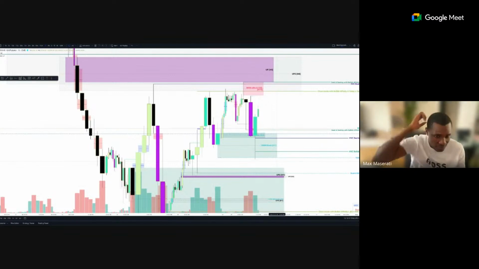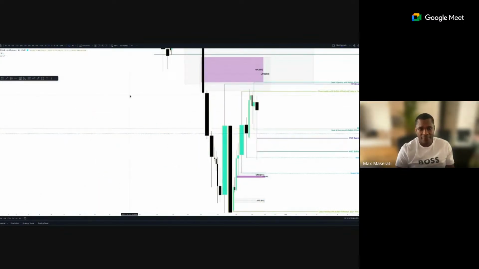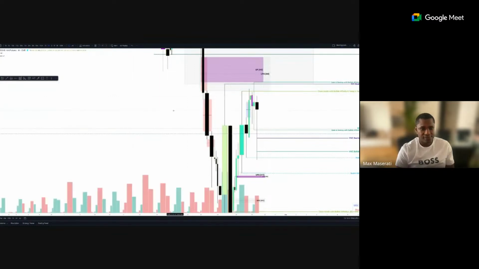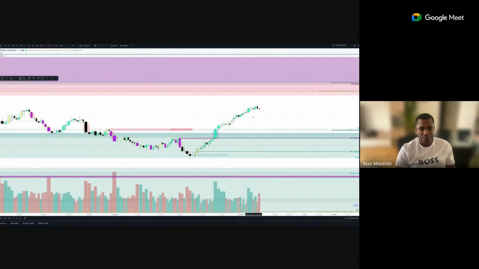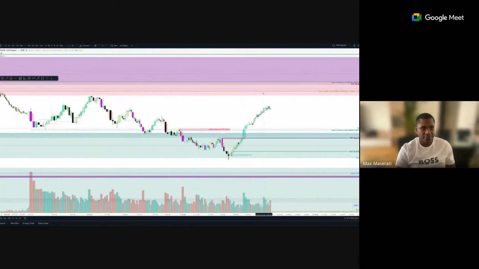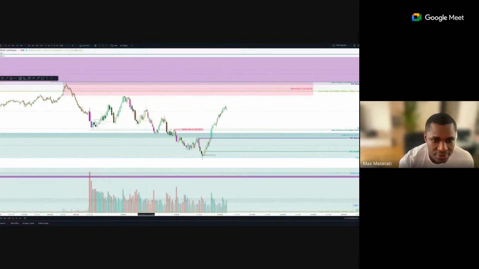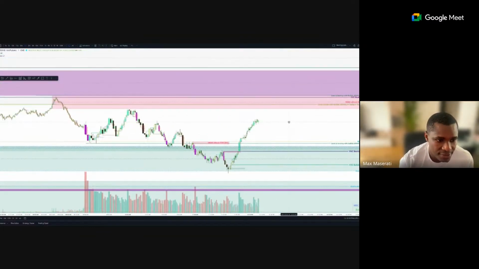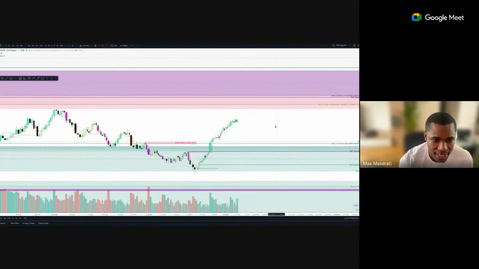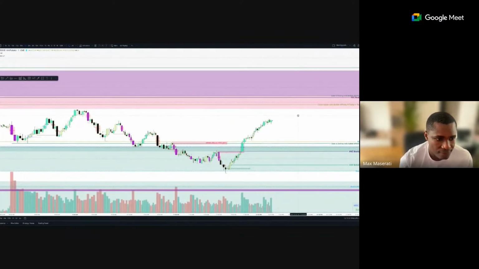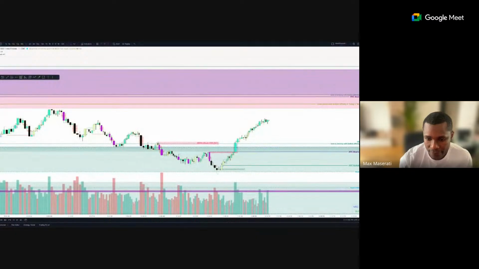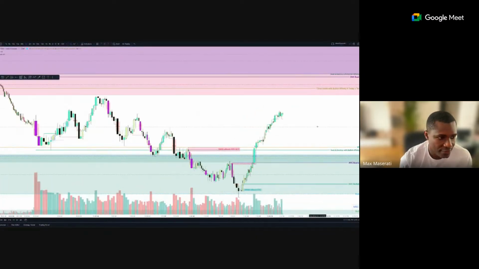Okay, so I'm still looking for my short. Still looking for my short. Oh, look at this 4 hour. Still looking for my short. And so 1 minute, 5 minutes, will price respect this level? Will price come inside of this unfair pricing gap? In the 1 minute, let's maybe mark it out. Yeah, this is the 1 minute unfair pricing gap. So price highly likely comes inside of it.